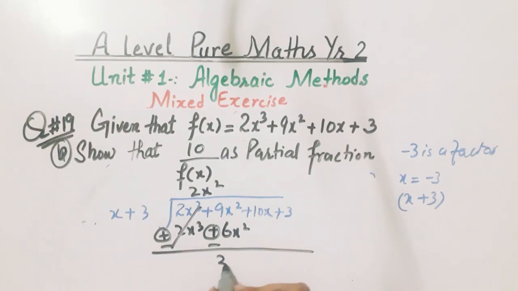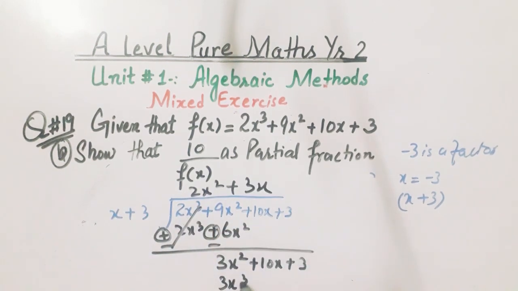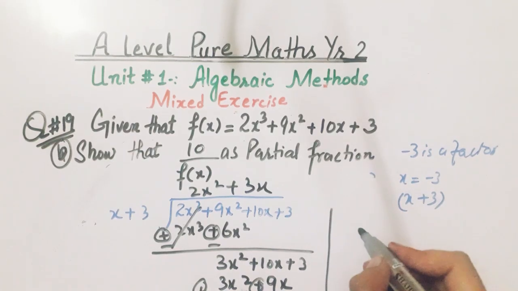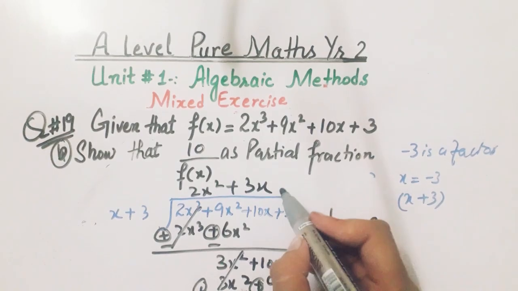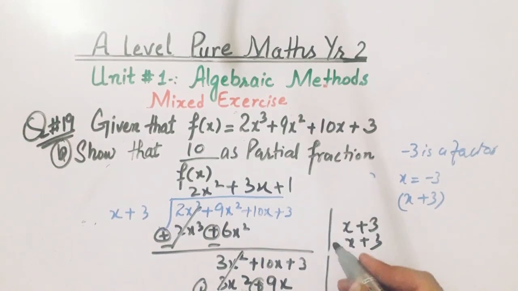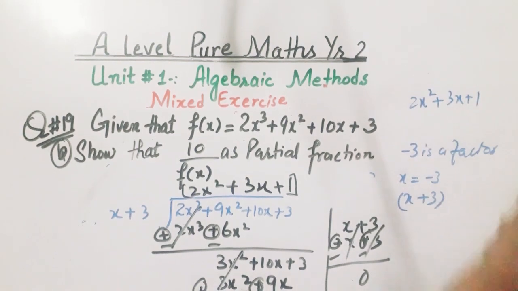9 minus 6 is 3x square plus 10x plus 3. To make 3x square we will multiply by 3x. So this is 3x square. Then 3x multiplied by 3 is plus 9x. So now we will give the new sign and this is cancelled out. So 10 minus 9 is x plus 3. So multiply this by plus 1. So x plus 3, change the old sign, give the new sign. All terms are cancelled out. So this is the factor. Now we will write here 2x square plus 3x plus 1.